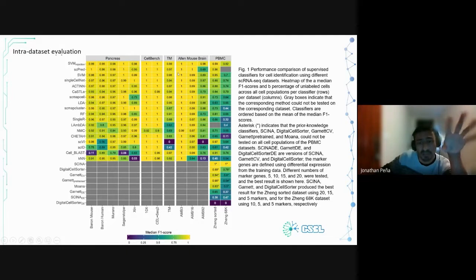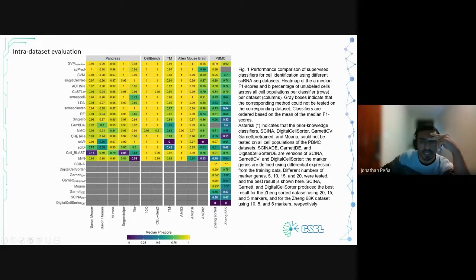The score that they used for the evaluation of the performance was the F1 score. This F score is a measure of accuracy and is calculated from the precision and the recall. So values closer to 1 indicate that the performance is better, and close to 0 the performance is lower. So in the first intra-dataset evaluation, the best performance was for SVM.